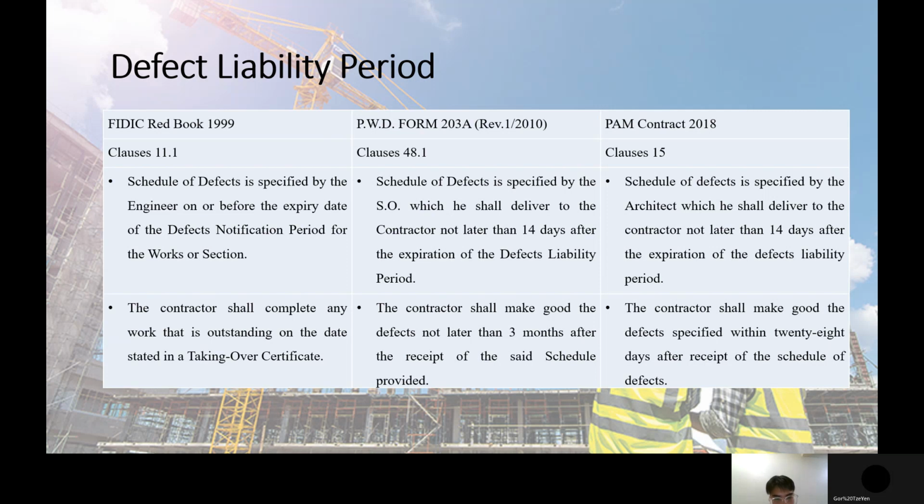The contractor shall make good the defect not later than 3 months after the receipt of the said schedule provided. Next is PAM Contract 2018, which uses clause 15 for defect liability period. Schedule of defect is specified by the architect, which he shall deliver to the contractor not later than 14 days after the expiration of the defect liability period. The contractor shall make good the defect specified within 28 days after receipt of the schedule of defect.